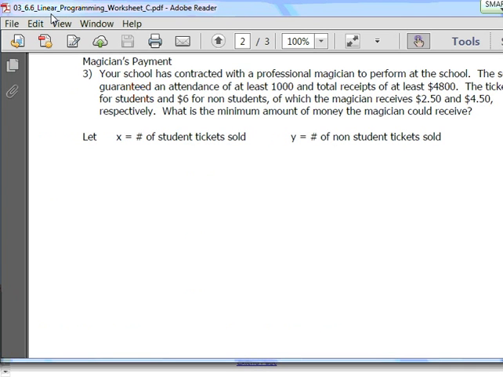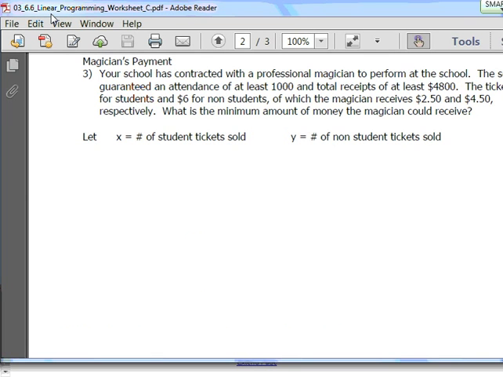We're going to problem, I guess technically 3, I don't know why, but magician payment. All right, we're going to do this one together. You have 2 homework problems for tonight. These are big problems, which is why there's only 2. Magician's payment, we're going to start.